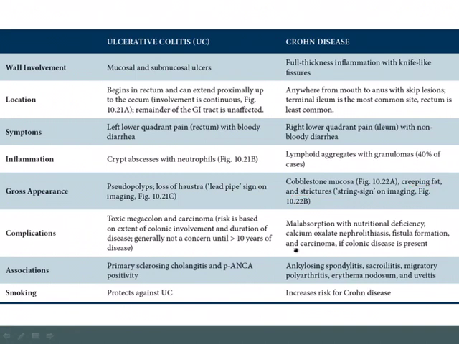As far as the complications of Crohn's disease are concerned, the first one is malabsorption with nutritional deficiency, and the idea here is that you have the potential to damage the small bowel. The small bowel is essential for absorption, and so if there's significant damage to the small bowel, you get malabsorption with nutritional deficiencies.